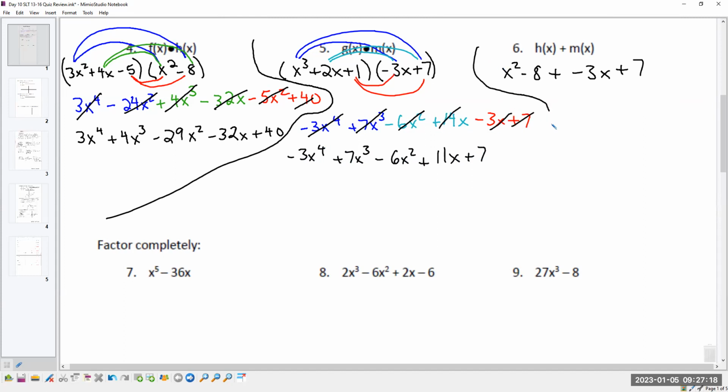For number 6, it's just an addition problem. So I'm just going to put my like terms together, and I just have those two constants. So my final answer is going to be x squared minus 3x and then minus 1.